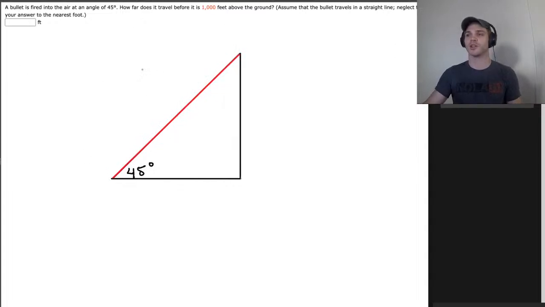So the bullet is going to travel in a straight line. That's what they've told us. And that straight line makes a 45-degree angle with the horizontal. And then the key here is how far does it travel before it is 1,000 feet above the ground? Okay, so if the horizontal is the ground, this is 1,000 feet. I need to know how long it takes before it gets that high. So that's how I was able to tell.